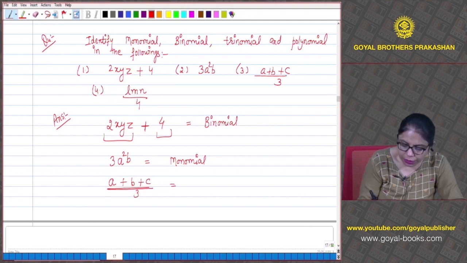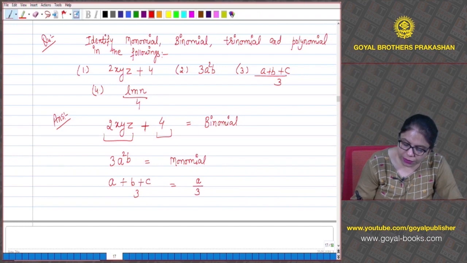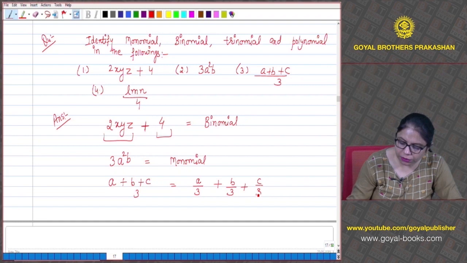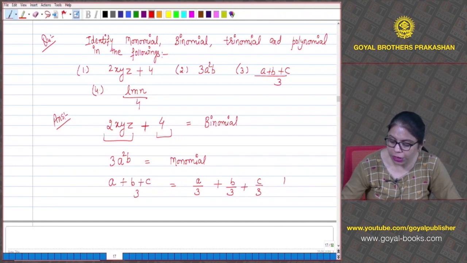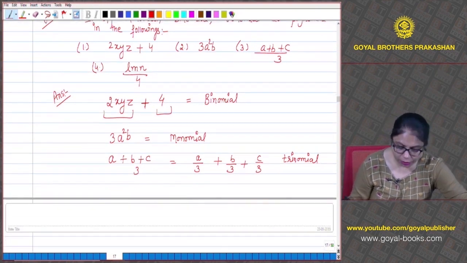Here 3 is the common denominator. So we can write it like this: a by 3, b by 3 and c by 3. So we are given how many terms? 3 terms. So 3 terms means trinomial. Okay.